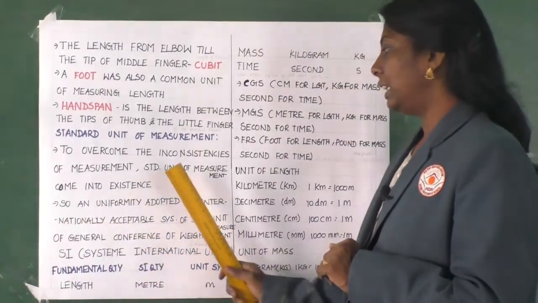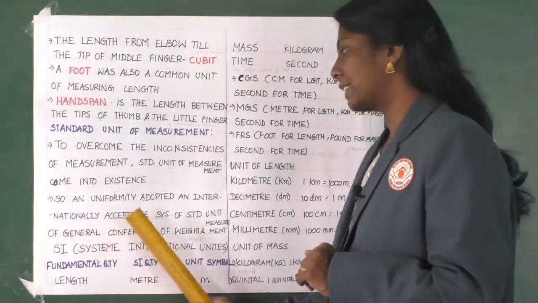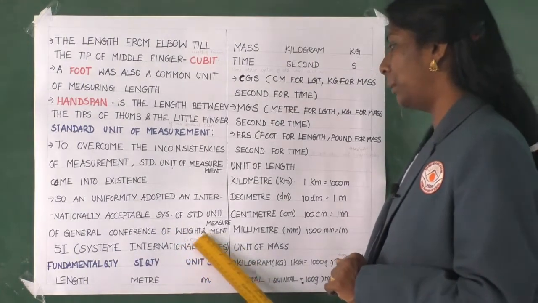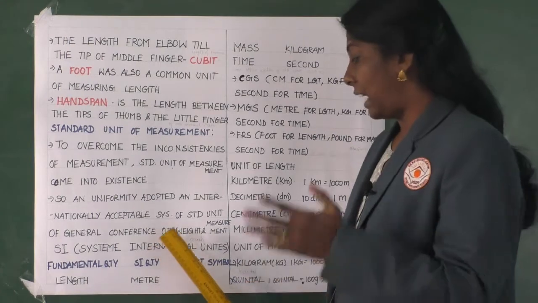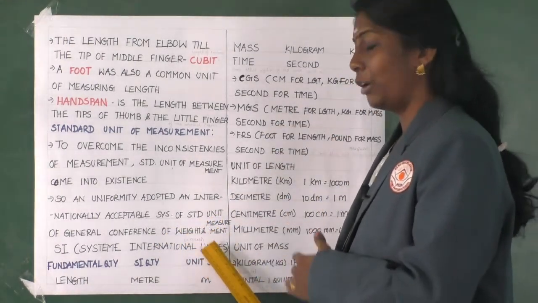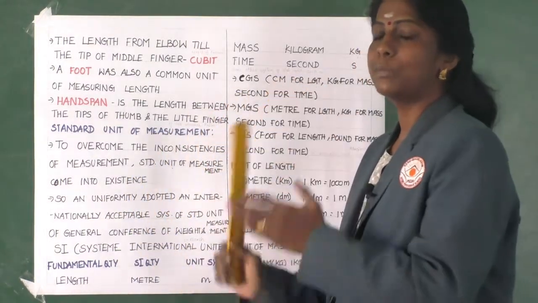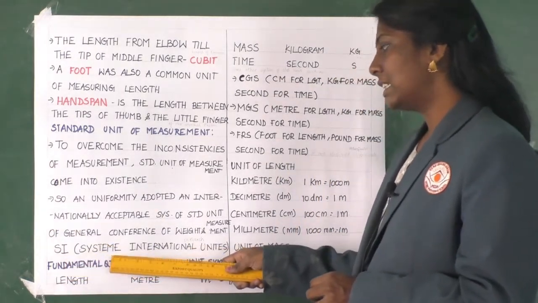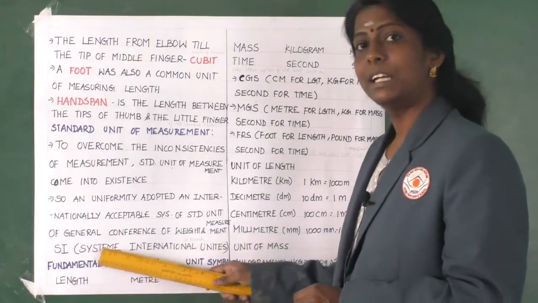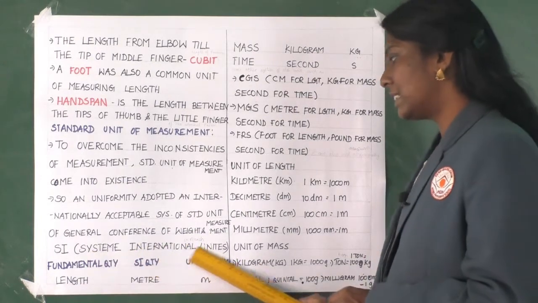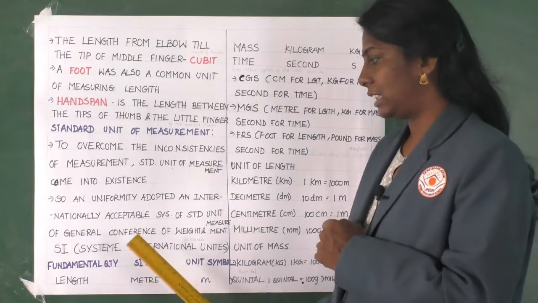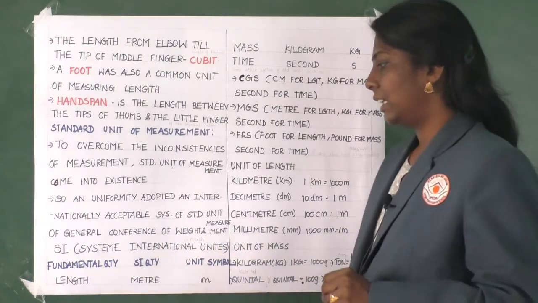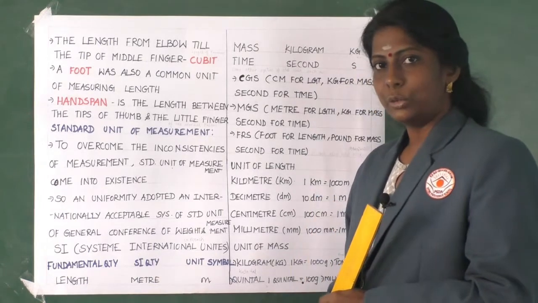They adopted an internationally acceptable system of standard units, by the General Conference on Weights and Measures. So taking weights and measures into consideration, they brought this common standard system of units. So let us learn about standard units. SI stands for Système International d'Unités. They have mentioned it in French. System, SYSTEME, International Unites.